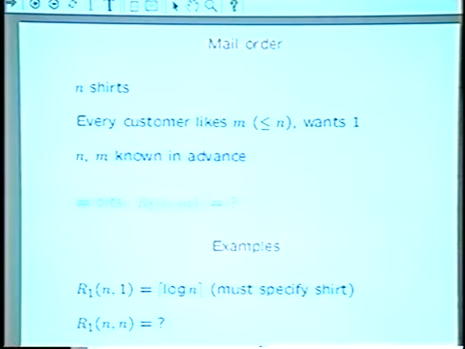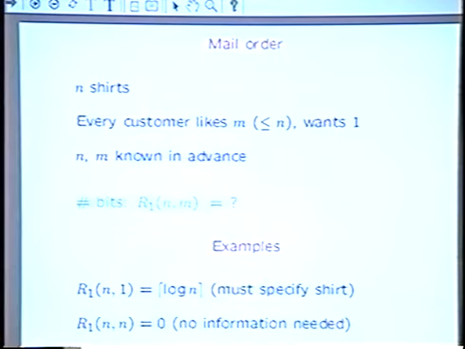Now, what if M is N, every customer likes all the shirts, how many bits does the customer need to transmit? 0. He doesn't need to say anything, they'll just send him any of the shirts that they have and the customer will be happy. So let's look at the first interesting case. What if every customer likes N minus 1, almost all the shirts, except one? Now it cannot send anything because it's taking the risk that they're sending the one shirt that it doesn't like. How many bits do we need here?